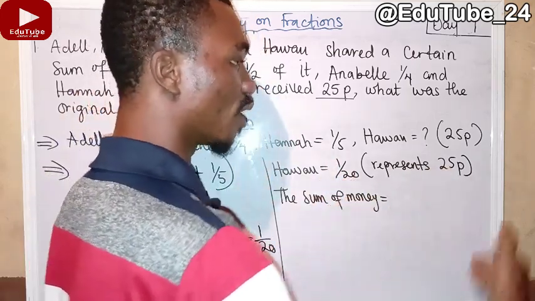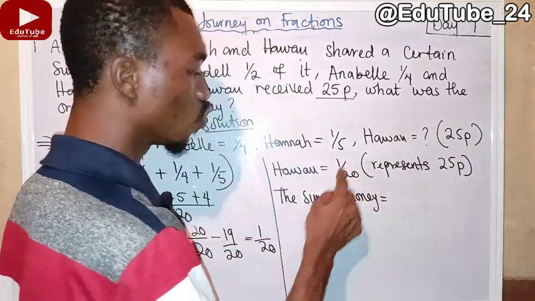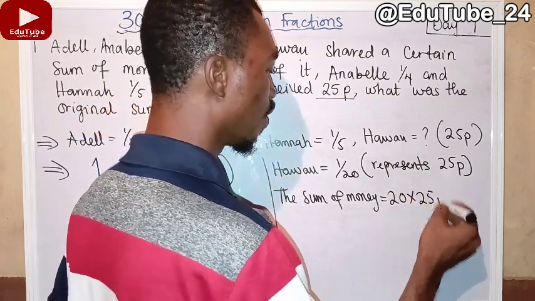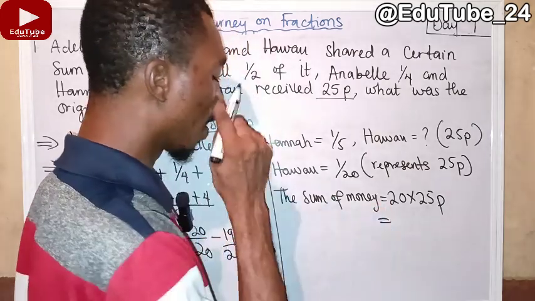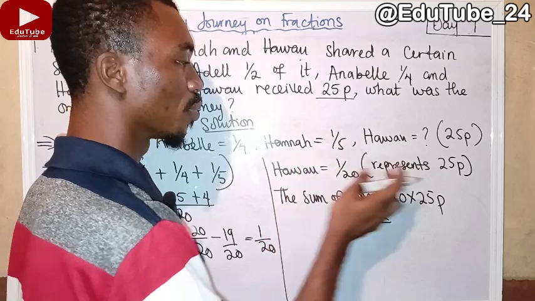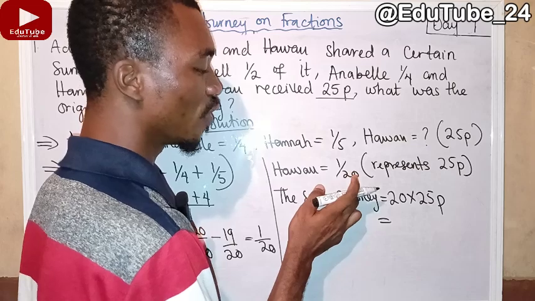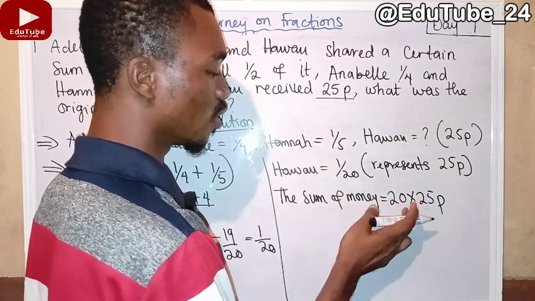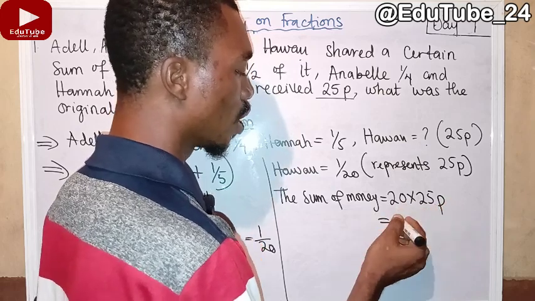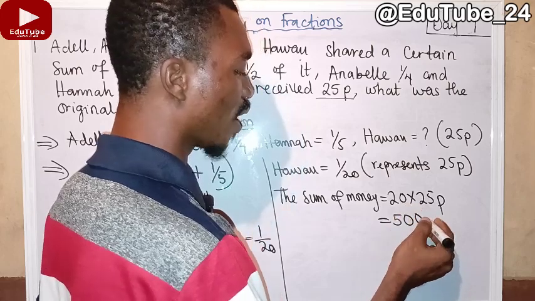So if 1 out of this 20 represents 25 pence, that means 2 out of this money represents 25 times 2, then 3 out of this 20 represents 25 times 3. So that means 20, which is the entire money, will now be 20 times 25 pence. So the sum of money, and don't forget, we are meant to flip, to invert this fraction, then use it to multiply the quantity of money that represents its numerator. But because if we flip 20 over 1, it is still the same thing as 20. Okay, so 20 times 25, we are going to say 25 times 2, and that will give us what? 50. Then the 0 at the back of 2, we are going to add it. So this is 500 pence.